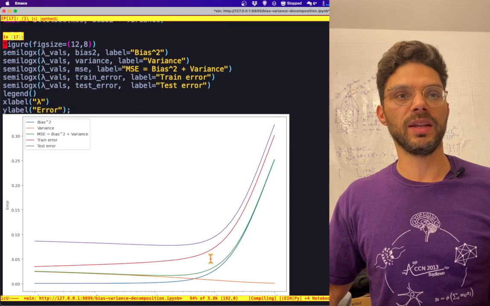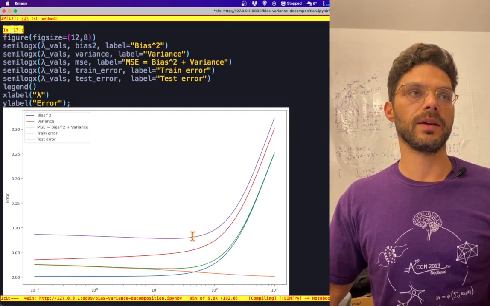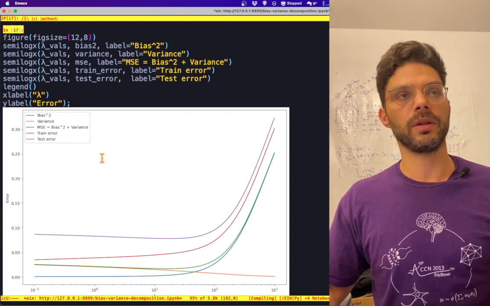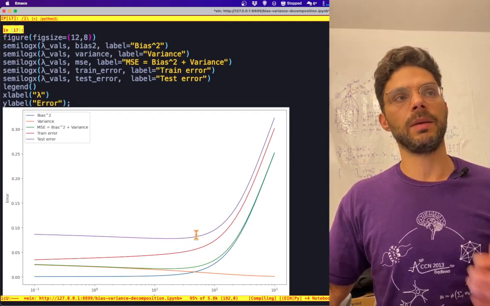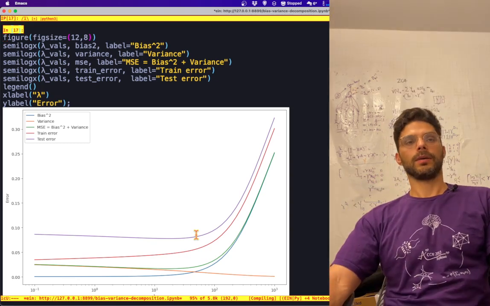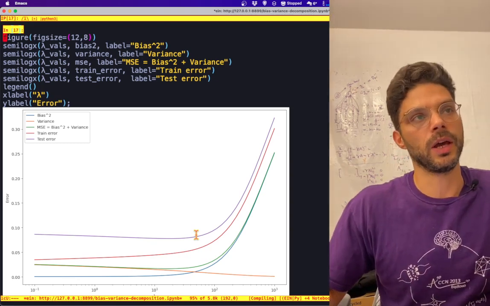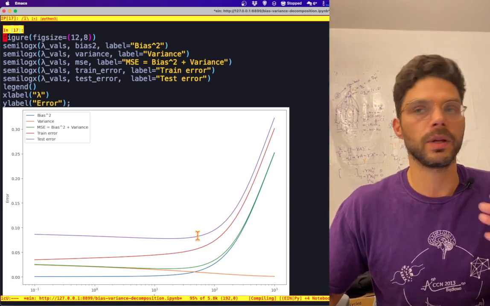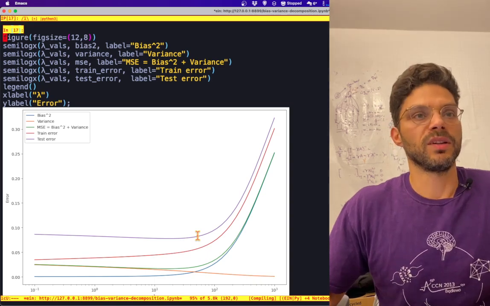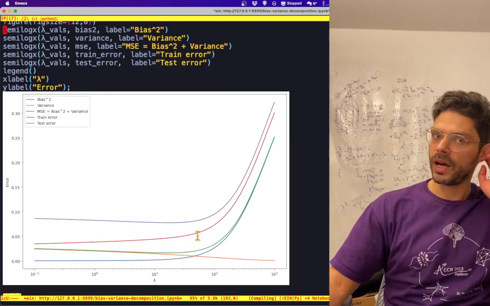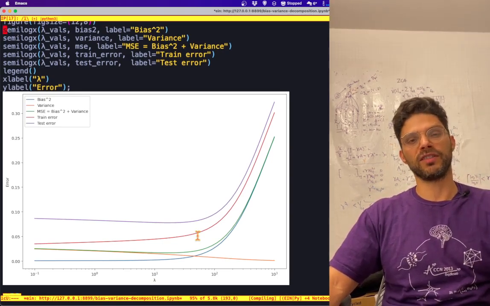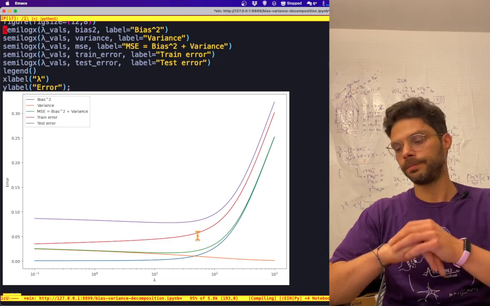But you can see that roughly the place where we minimize the mean squared error, the sum of the bias squared and the variance, is basically a very similar location to where the test error is minimized, which is the quantity we care about, the performance on left out data. So hopefully that'll be useful for you to see how these things are computed and play around with it yourselves if you're interested, see how it's all made.